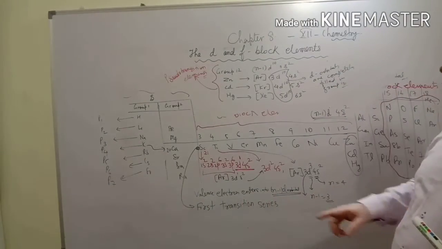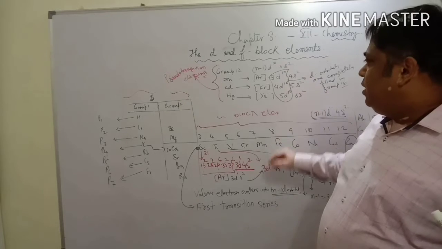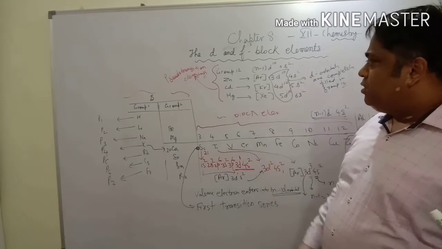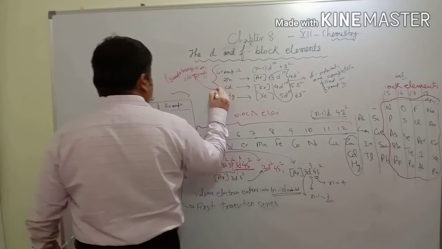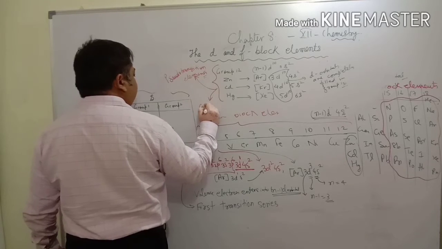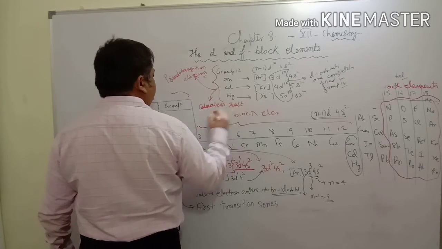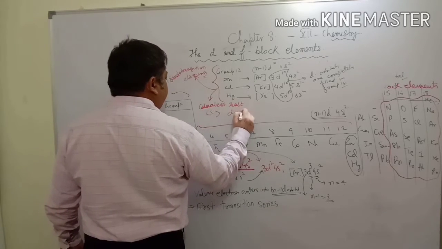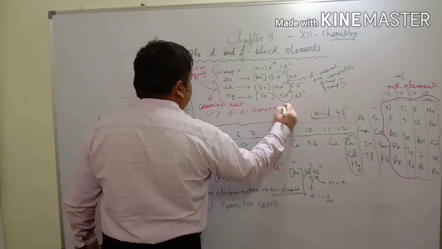But in case of zinc, cadmium and mercury, since the d orbital is completely filled up, dd transition is not possible. As a result, they form colorless salts. They form colorless salts because dd transition is not possible.